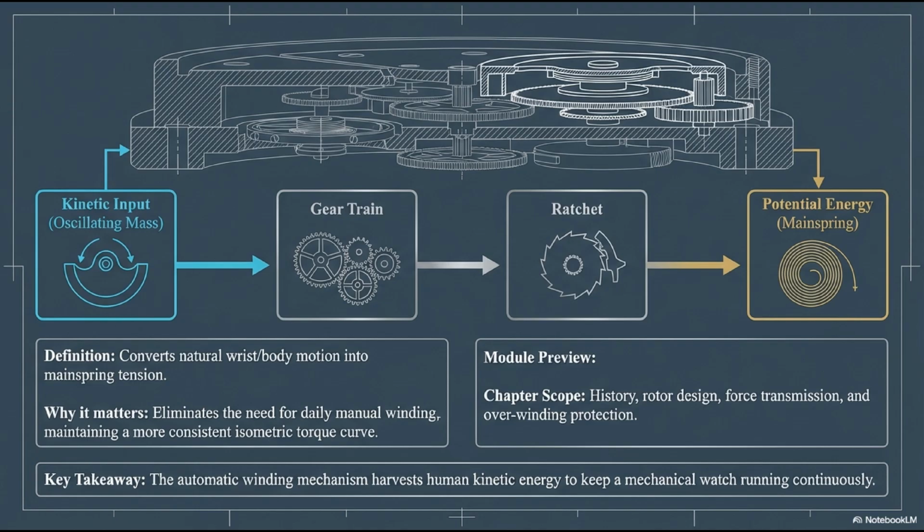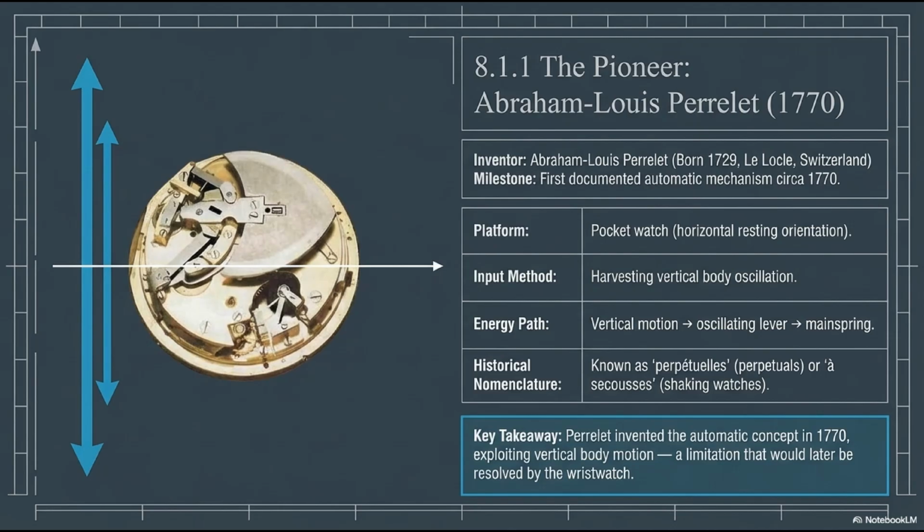Why does this matter? Beyond the obvious convenience of eliminating the need for daily manual winding, an automatic system keeps the mainspring at a near constant state of maximum tension. This provides the escapement with a highly consistent isometric torque curve, which dramatically improves the chronometric accuracy of the timepiece. To truly appreciate where we are today, we must look back to where it all began.